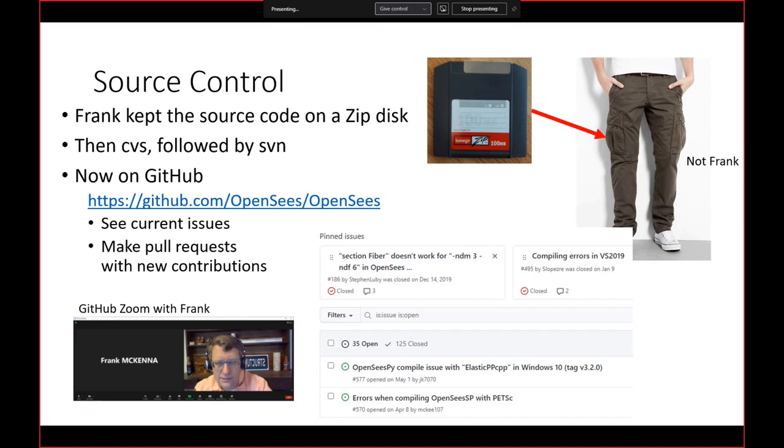Iomega zip drives went away as quickly as they became popular. Then we moved to CVS, Concurrent Versions System, and then Subversion, SVN. And then three or four years ago, we moved to GitHub, which has been a very good move, right? We can see current issues, and you can make pull requests with new contributions.